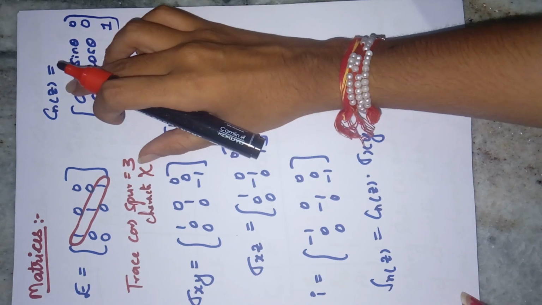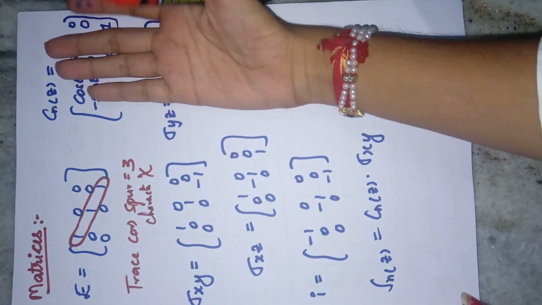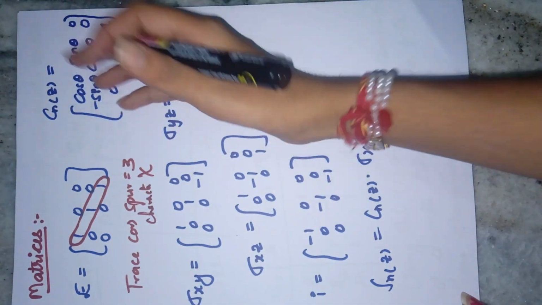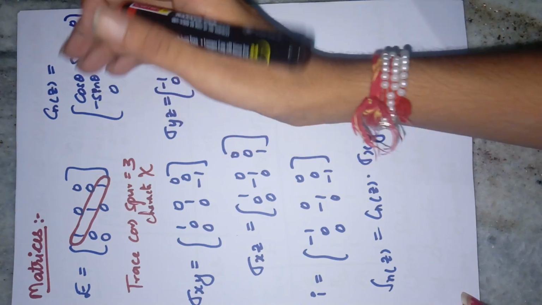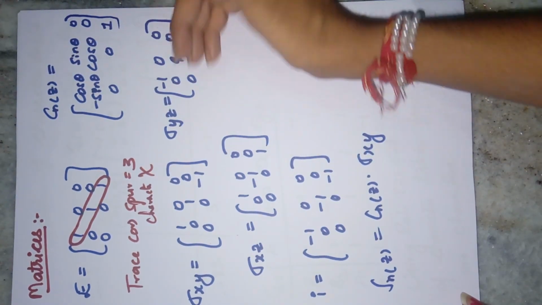Okay, next Cn Z. This can be for C2, C3, C4, anything. A general formula we have, we can write down for our required axis. Okay, so for Cn Z, you have cos theta, sin theta, 0, minus sin theta, cos theta, 0, 0, 0, 1. Just mug up this thing.